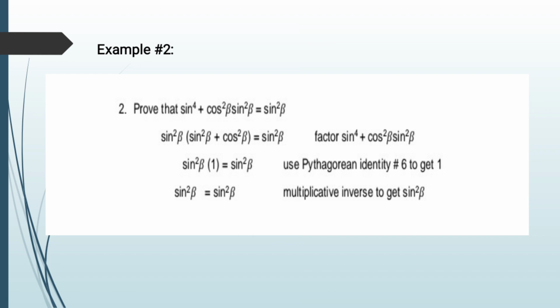Use Pythagorean identity number 6 to get 1. Sine squared beta equals sine squared beta. So they are equal. So you use multiplicative inverse to get sine squared beta.